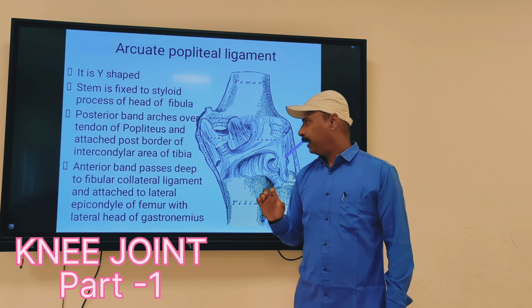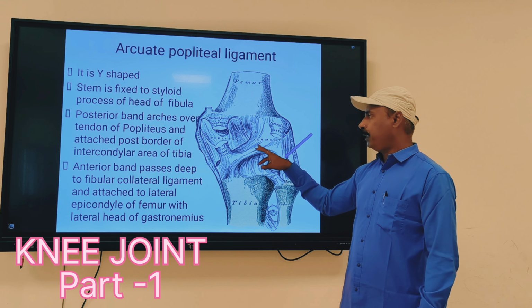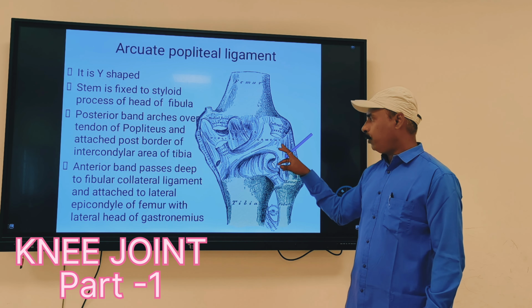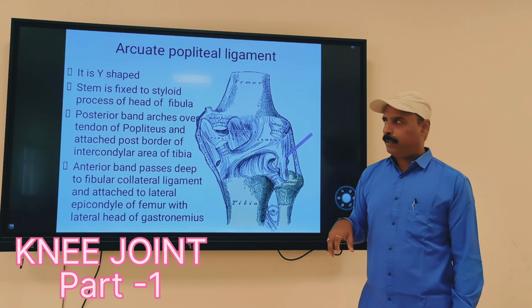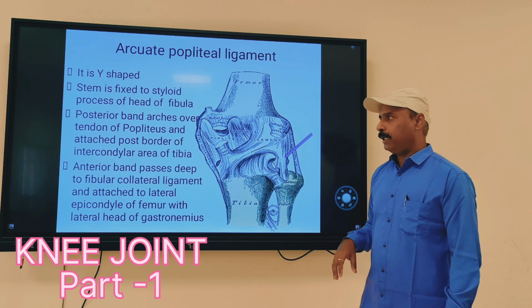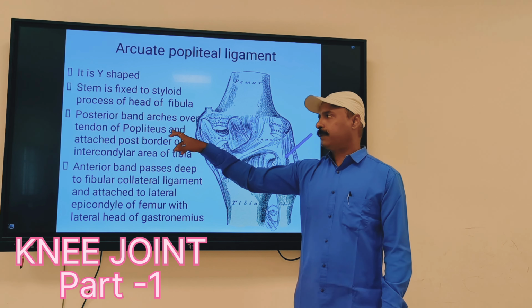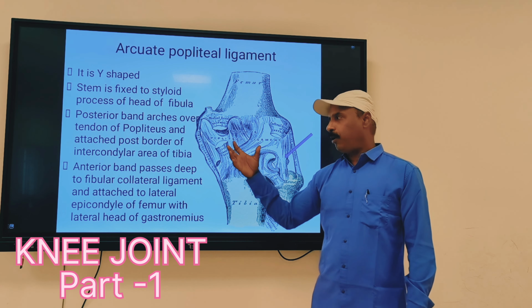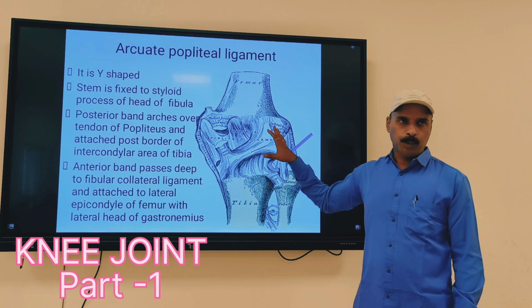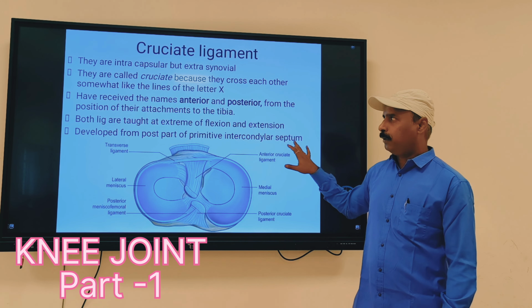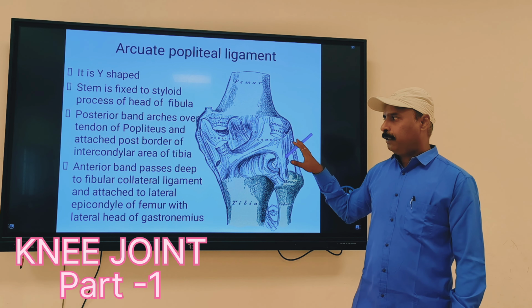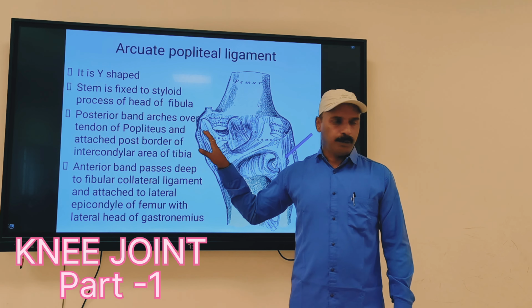It is a Y shape you are going to get in the popliteal region. You are going to get the Y shape. We are also going to get the tendinous part of the popliteus muscle, the tendon of the popliteus which comes posteriorly, and that part is making the structure.